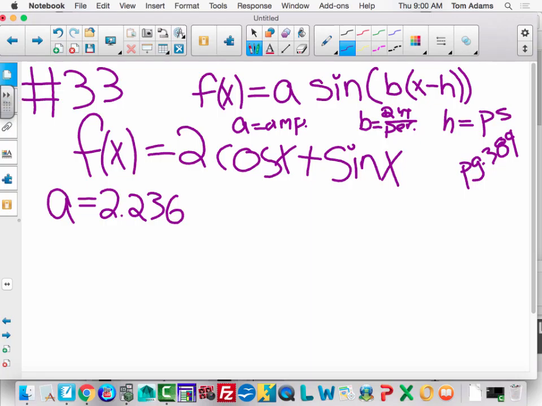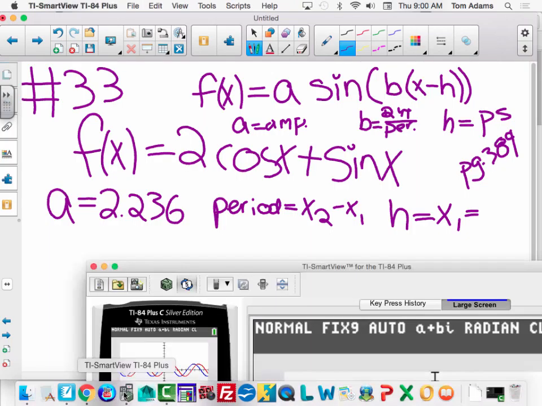Let's write down period is equal to x sub 2 minus x sub 1. And then h is equal to x sub 1, and we'll leave it blank for now. Okay. So now let's fill in some of these blanks.